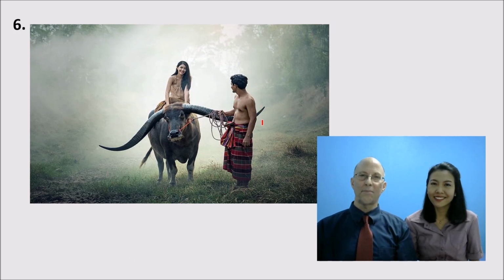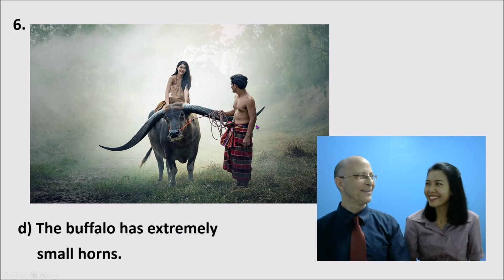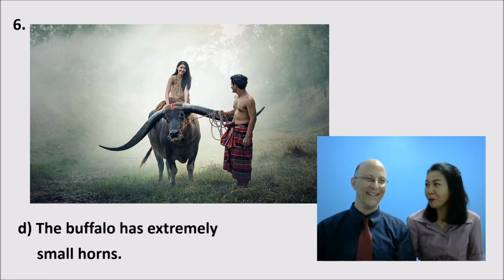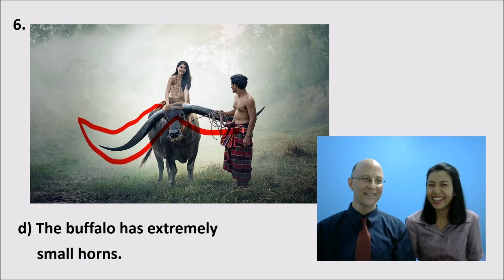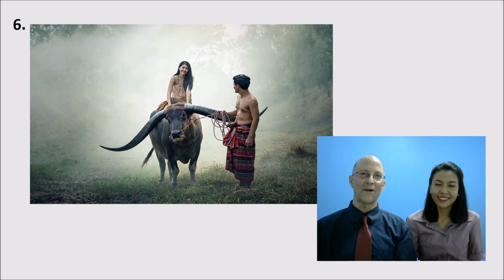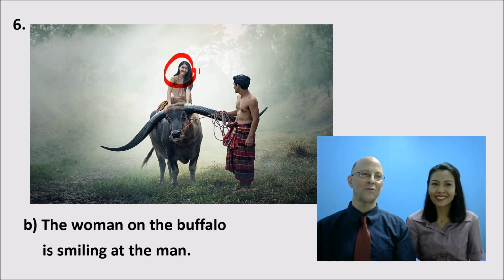D. The buffalo has extremely small horns. I don't think so. I don't think so either. The horns are so big. I have never seen such big horns. B. The woman on the buffalo is smiling at the man. She does have a beautiful smile, and she's clearly smiling at the man.